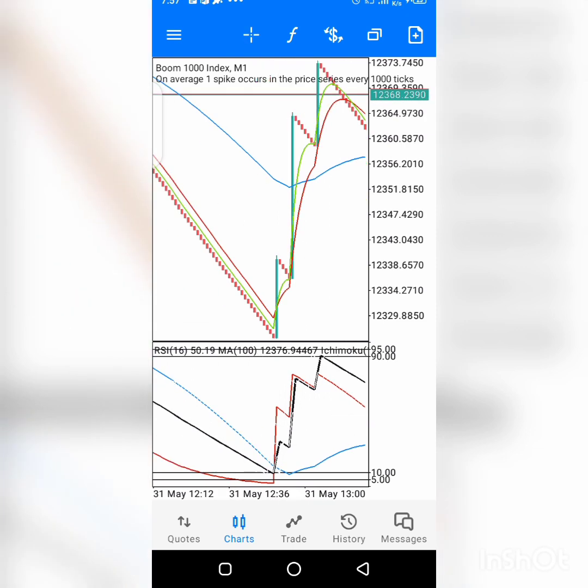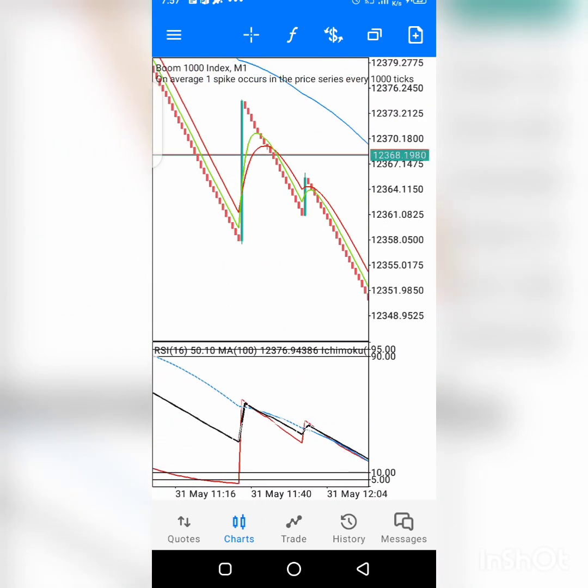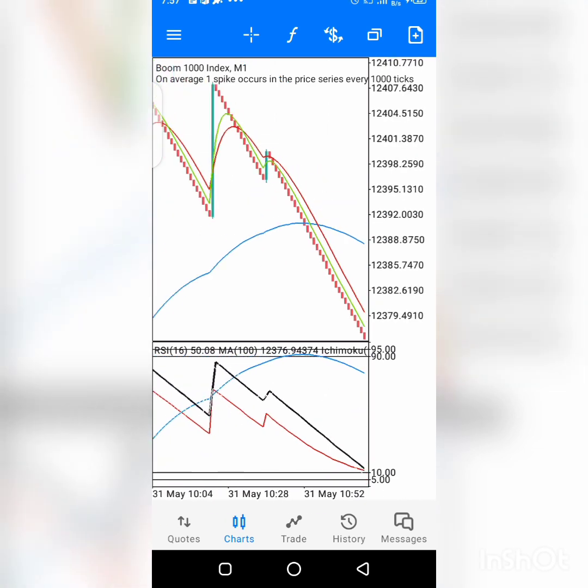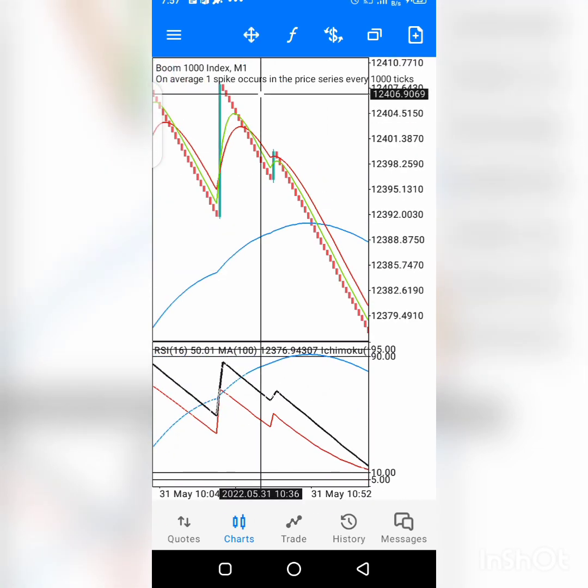So you get your confirmation on the 5 minutes time frame. Once it gets to the 5 minutes time frame, you know it has gotten to the overbought area. You enter after the cross of those indicators.